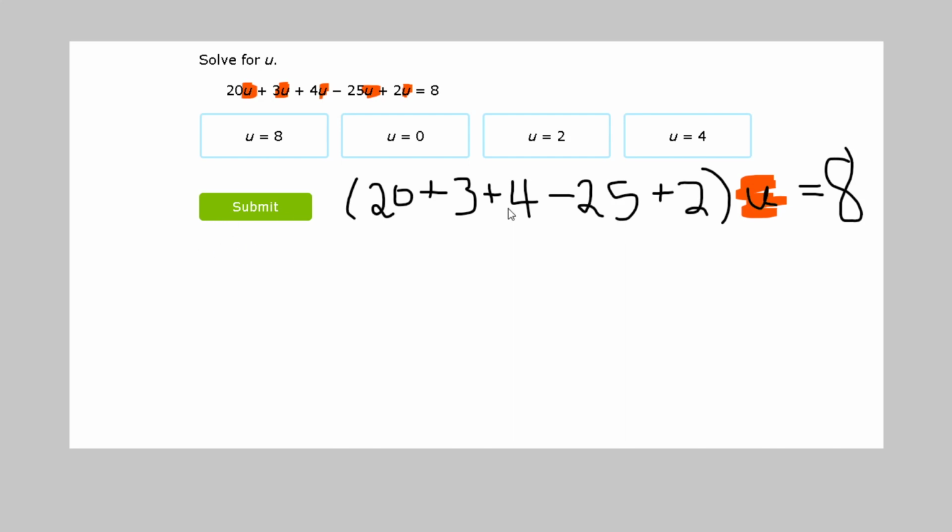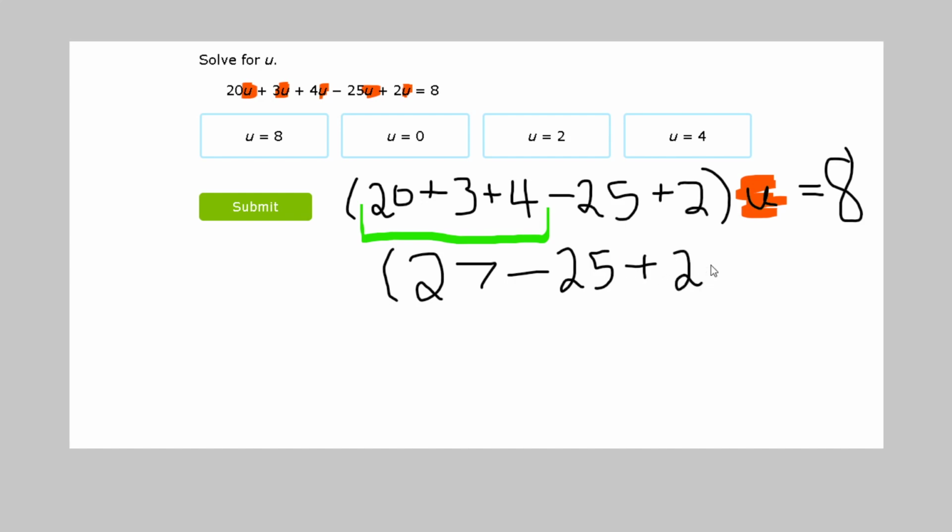So I think the easiest way is to break this into pieces. Let's look at this here. So let's see, I have 20 plus 3 plus 4. I know 3 plus 4 is 7, plus 20 must be 27. But then we have minus 25 plus 2 still. And still equal to 8.